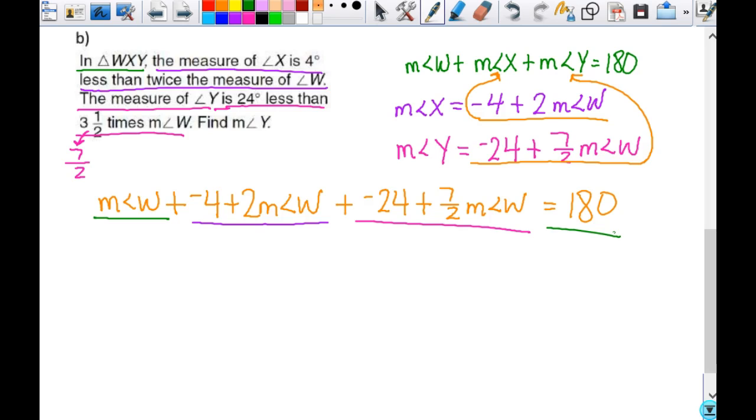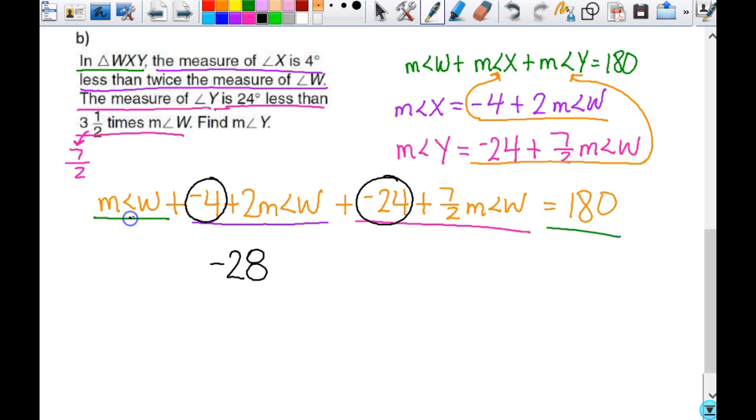So I'm going to combine my like terms. If I just look at my numbers first, let's just take those. There's the measure of angle W. We've got this negative 4 here. There's 2 times the measure of angle W. And I've got this negative 24. And then that's 7/2 times the measure of angle W. But if I just combine those two numbers, what does that give me? Negative 28. Okay.